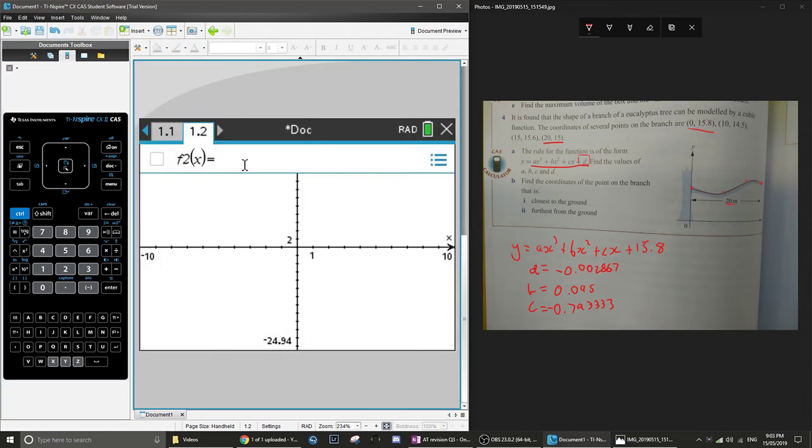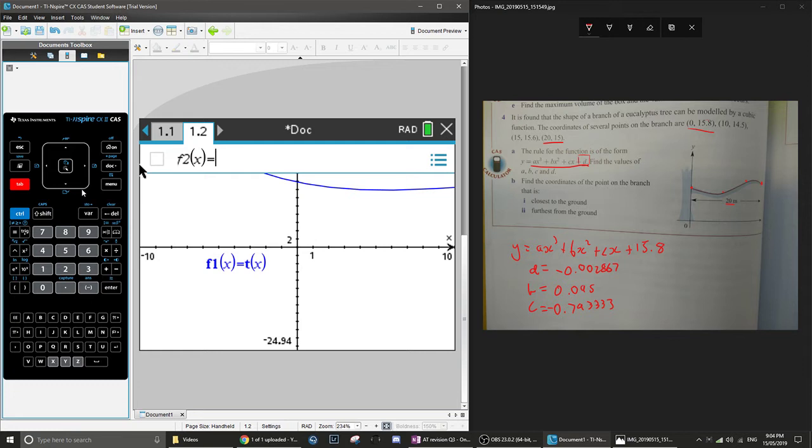I want a function relation. There we go. Okay. Is equal to T of X. Let's graph that. Straight away, there's that stuff that I've talked about in class and other videos. We know our domain in this case. We know it goes from 0 to 20, so let's use that.